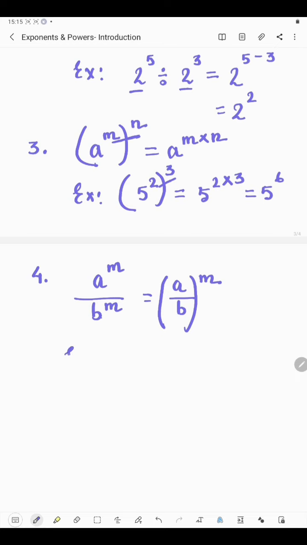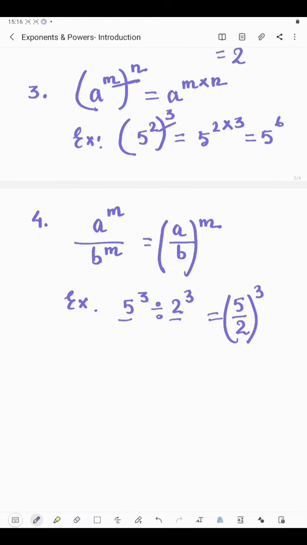Say we have 5 cube divided by 2 cube. So when we have different bases, we just divide the bases. So it's 5 divided by 2, and since the power is the same, we will write 5 divided by 2 whole to the power 3.